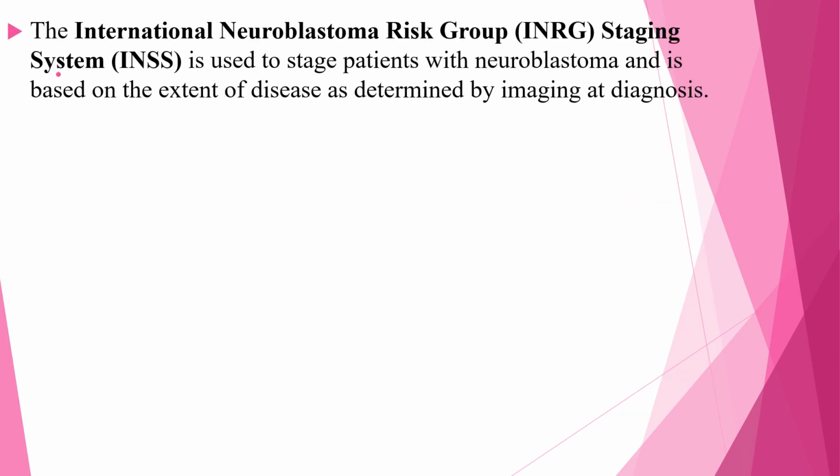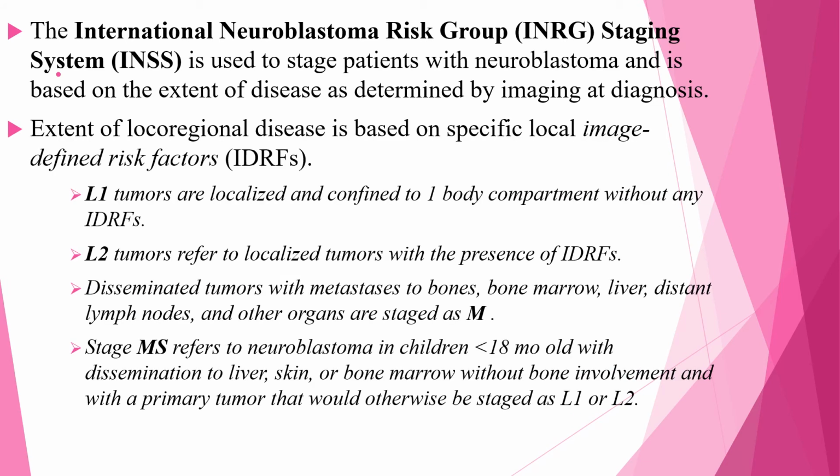The International Neuroblastoma Risk Group staging system is used to stage patients with neuroblastoma and is based on the extent of the disease as determined by imaging at diagnosis. Extent of local regional disease is based on specific local image-defined risk factors. L1 tumors are localized and confined to one body compartment without any image-defined risk factors, whereas L2 tumors refer to localized tumors with the presence of image-defined risk factors. Disseminated tumors with metastasis to bones, bone marrow, liver, distant lymph nodes, and other organs are staged as M stage. Stage MS refers to neuroblastoma in children less than 18 months old with dissemination to liver, skin, bone marrow, without bone involvement and with a primary tumor that would otherwise be staged as L1 or L2.